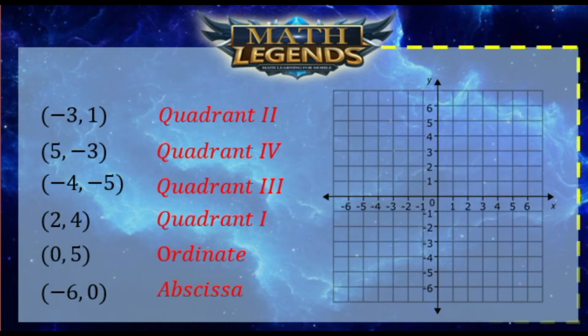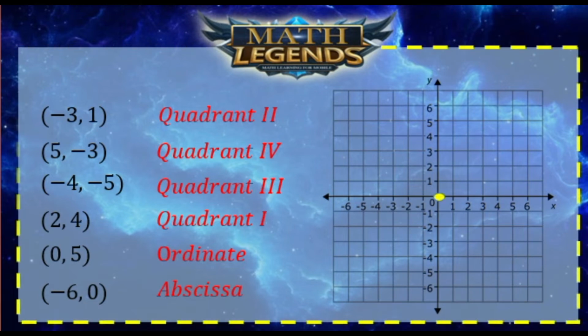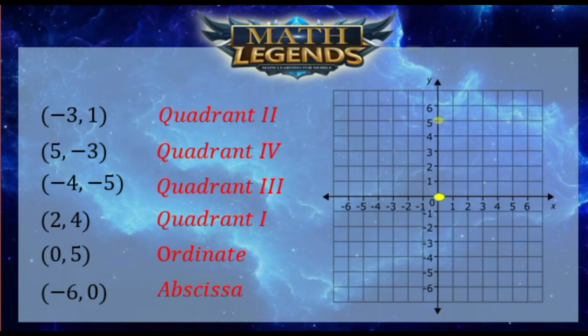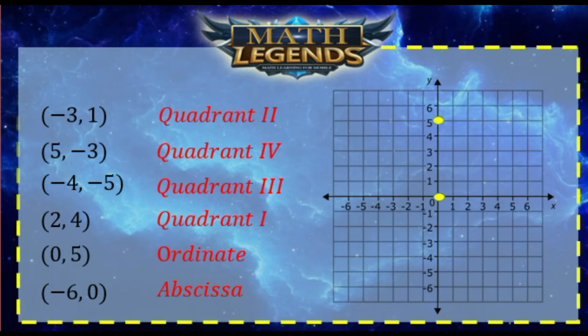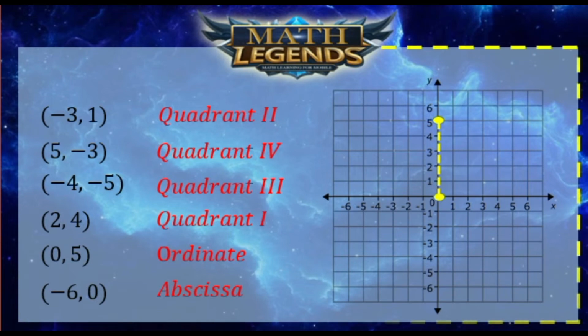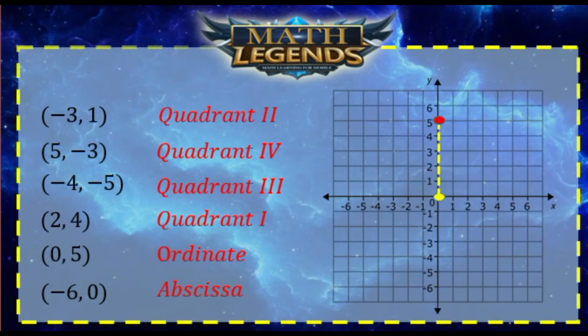For the next one, 0 and 5, we have 0 as our x and we have y that is equal to 5, which is located along the positive y-axis, and the intersection of the point will exactly be the point along the y-axis, which is the positive 5. And let us call it 0 and 5.